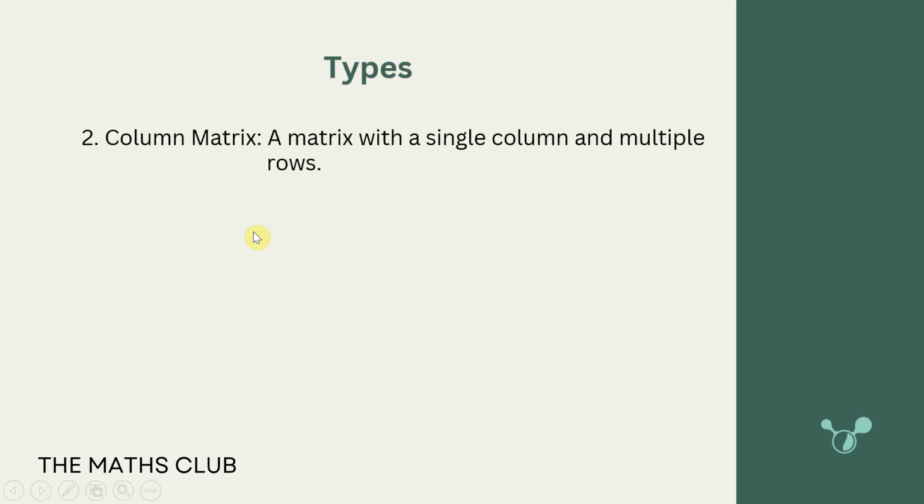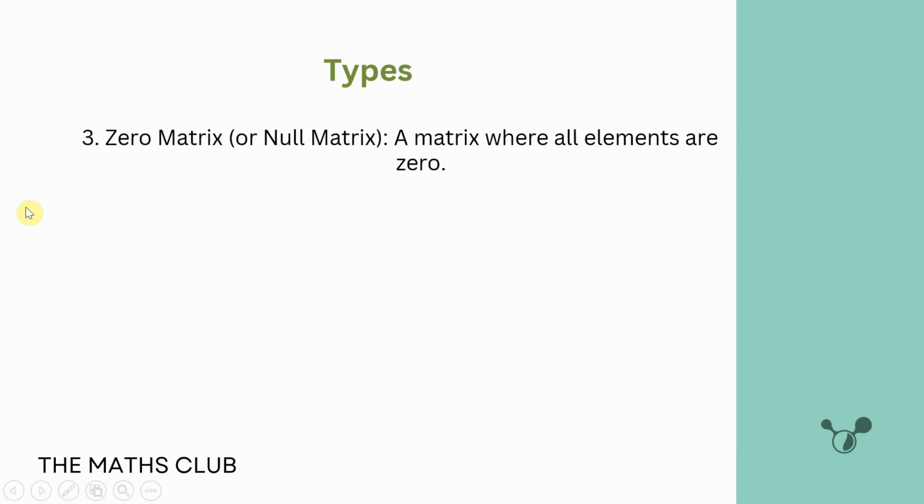The second type is a column matrix. A column matrix just has a single column and multiple rows. An example is like this. We have a single column, but how many rows? 3. So what do you think the order of this matrix would be? Great, 3 by 1.